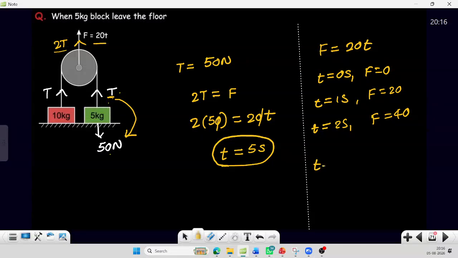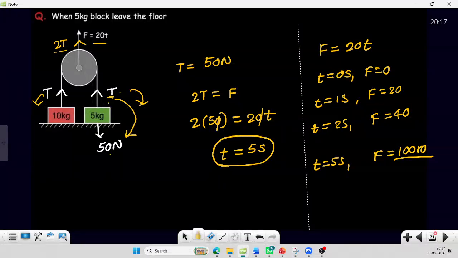Like this it is happening. Now when T is equal to 5 seconds, how much force did we apply? 100 newtons. When you apply the 100 newtons here, in the middle you apply 100, so 50 will go to here and 50 will go to here. That's why the 10 kg block doesn't move up. Only this will move up.